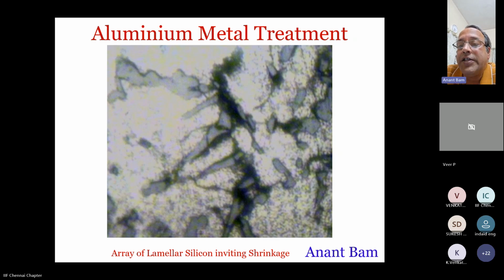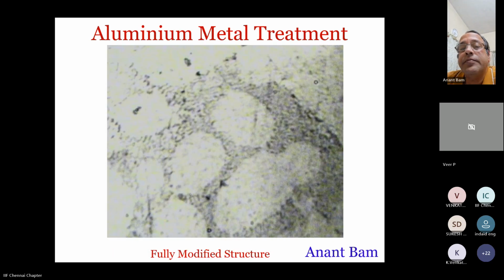Array of lamellar silicon, which is unmodified silicon, inviting shrinkage. You see a black shrinkage cavity, which is associated with specifically oriented lamellar silicon, that is unmodified silicon. Next slide. Fully modified silicon structure. The white globules, what you see is the alpha, and the dotted gray part is the beta or eutectic. Next slide.